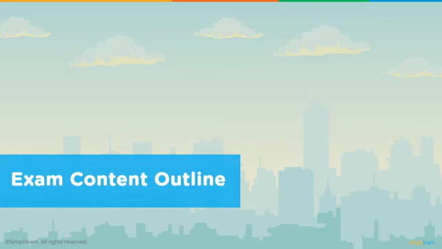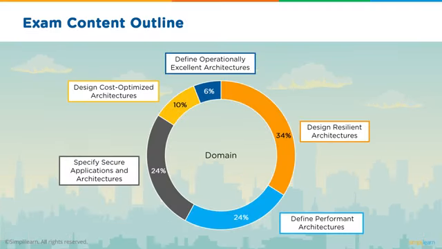Now let's look at an outline of the exam content. What you're going to see in the exam are 5 major domains, and here you have each of the domains with their respective weightages. First you have, at 34%, designing resilient architectures. At 24% you have both defining performant architectures and specifying secure applications and architectures. At 10% you have designing cost optimized architectures, and at 6% you have defining operationally excellent architectures.